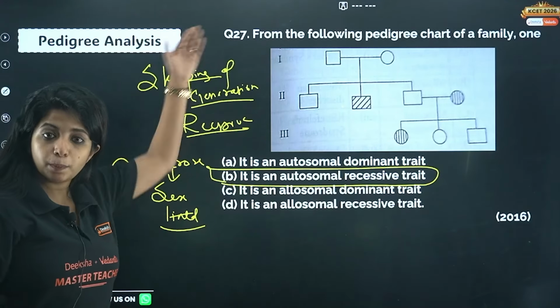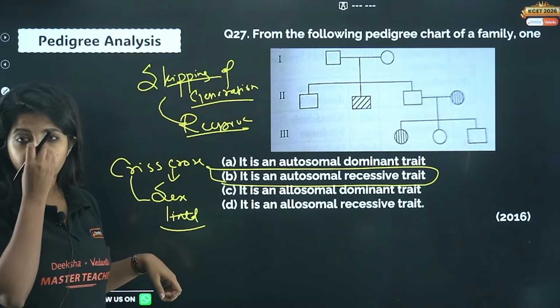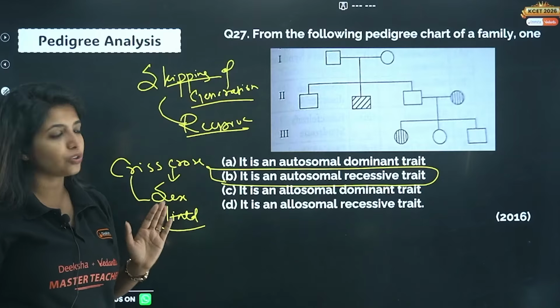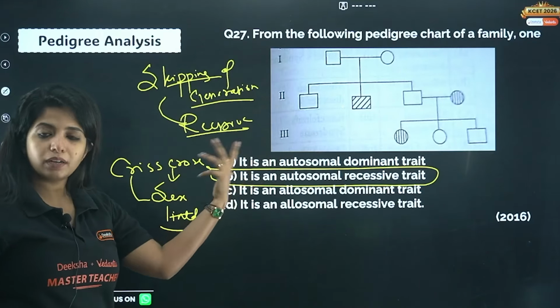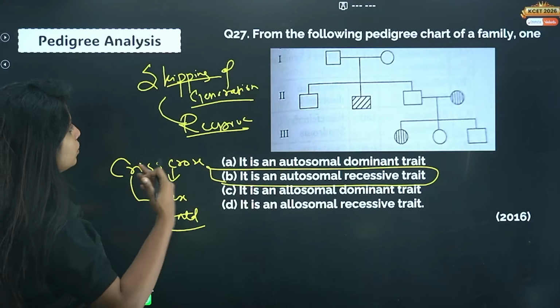B. So skipping of generation, recessive. Crisscross, then it will be what? Sex-linked. But over here, you are not seeing any crisscross, and you are seeing both male and female almost equally affected in one generation. So it has to be autosomal recessive disorder.